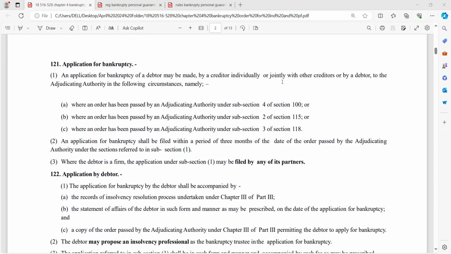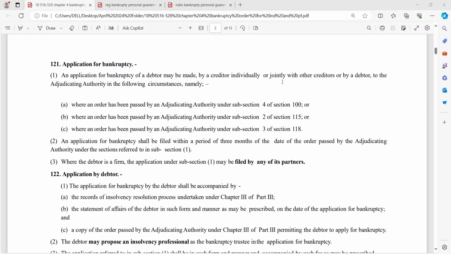So these are the three sections. Section 100, application by creditor in case of fraudulent initiation by the debtor. Section 115, rejection of repayment plan. Section 118, when repayment plan comes to an end prematurely. An application for bankruptcy shall be filed within a period of 3 months of the date of the order passed by the adjudicating authority under the sections referred to in subsection 1. So this 3-month period is the maximum or minimum period?